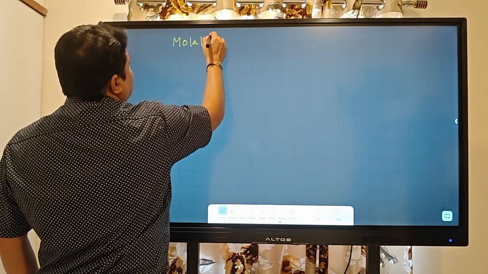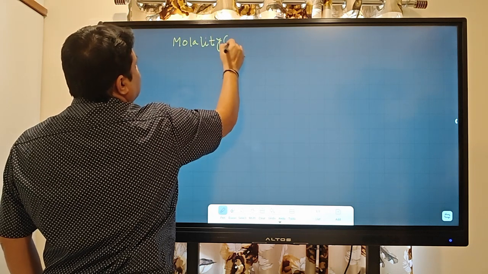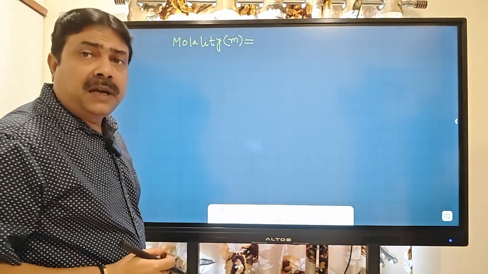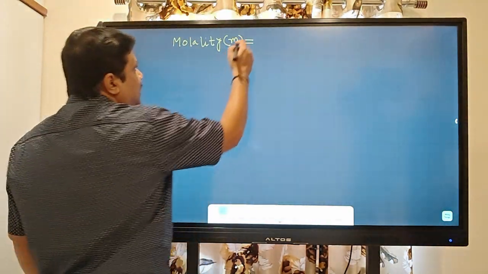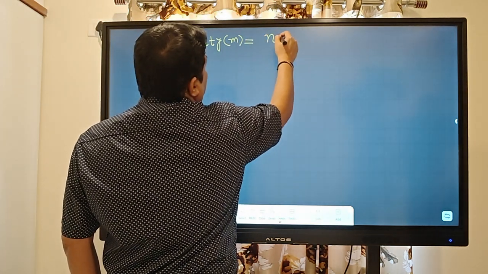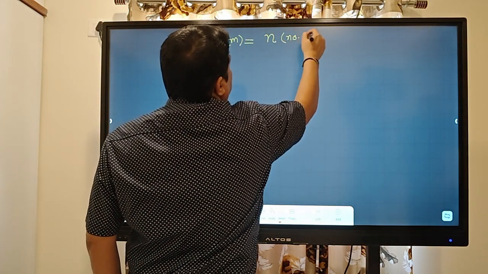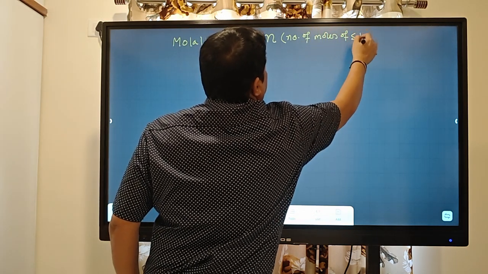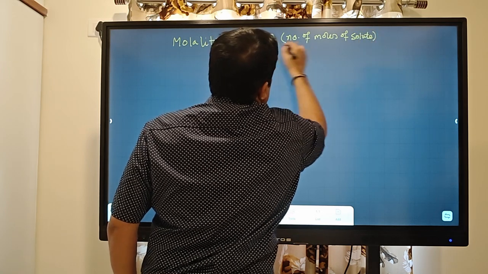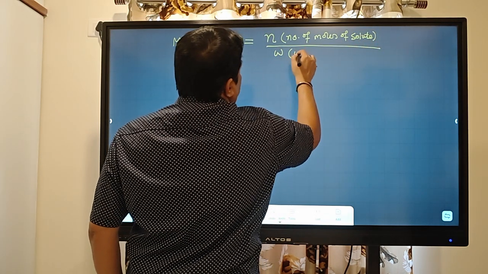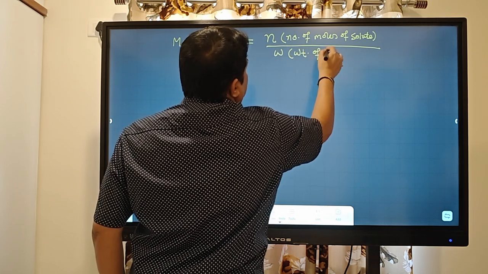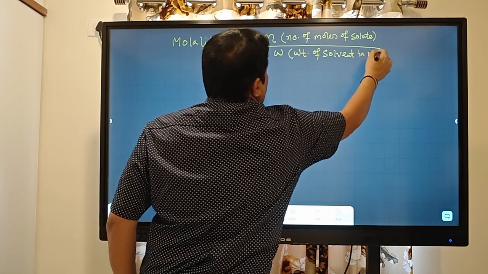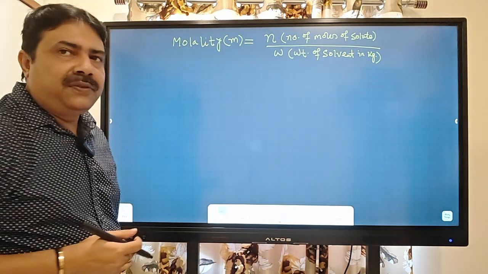Molality. One is LITY and the previous one is RITY. Molality is represented by small m. It is mathematically defined by the number of moles of solute, where small n is the number of moles of solute, divided by the weight of solvent in kg, where W is the weight of solvent. So that is how molality is mathematically defined.